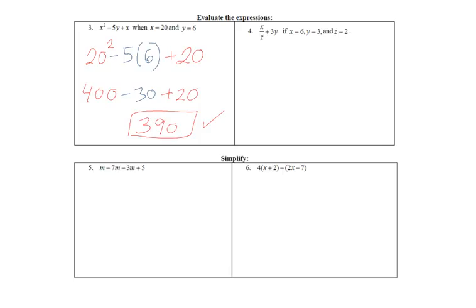Question 4 will work the same way. Again, we know what x, y, and z are. I know x is 6. I know z is 2. And I know y is 3. So as we work this, 6 divided by 2 is 3. Then 3 times 3 is 9. And 3 plus 9 equals 12.